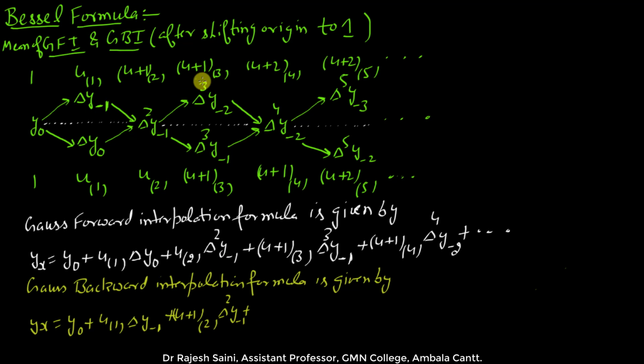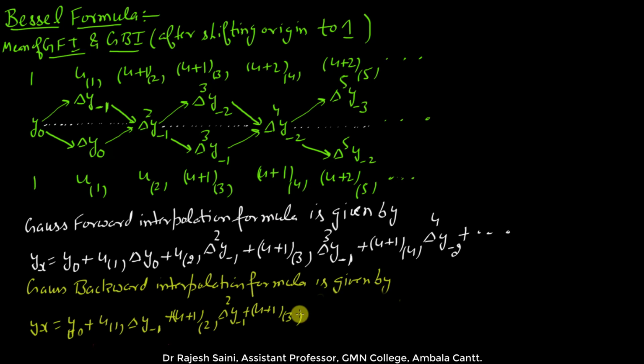plus u plus 1 subscript 3 delta cube y minus 2 plus u plus 2 subscript 4 delta 4 y minus 2 and so on. Let us name this equation as equation number 1 and name this equation as equation number 2.